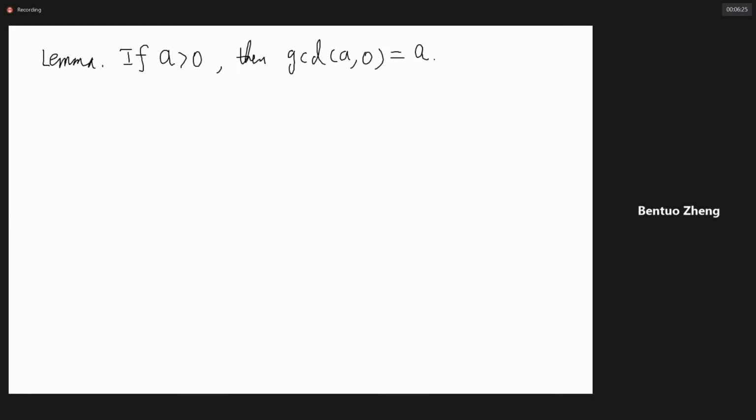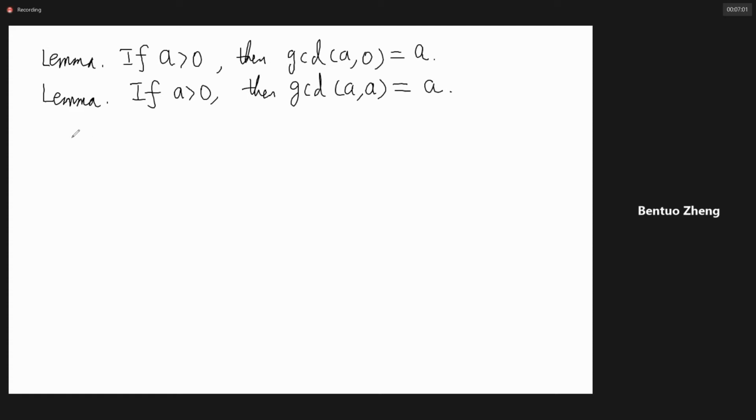And the second lemma says that if a is a positive integer, then the greatest common divisor of a with itself is a. This is also trivial, so we don't need to prove it because it's clear: the greatest common divisor of a is less than or equal to a, and a is a common divisor.